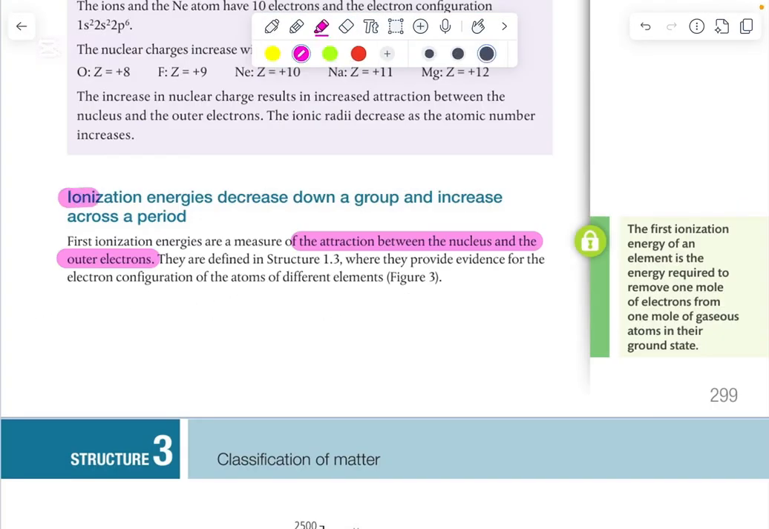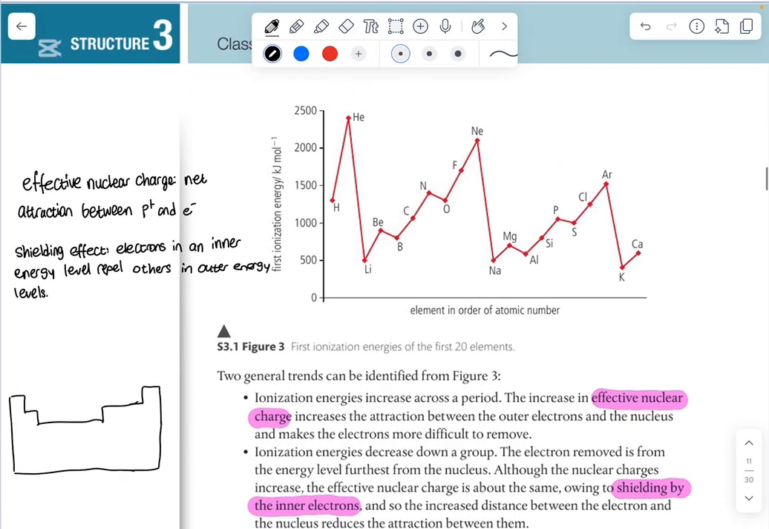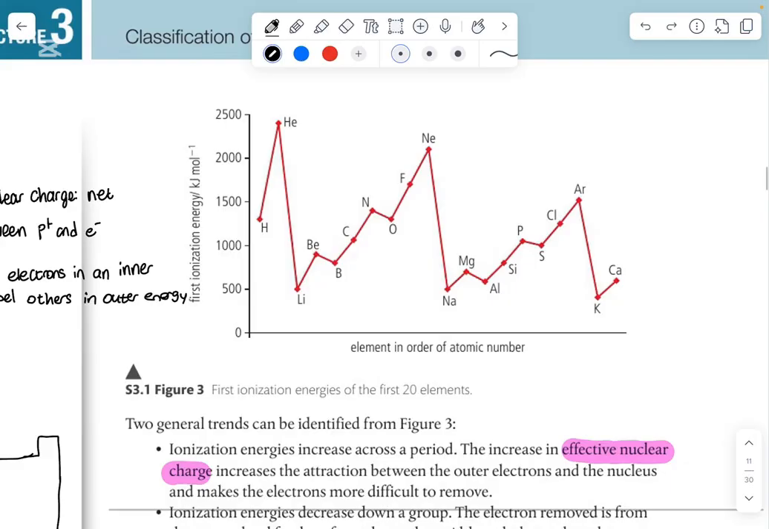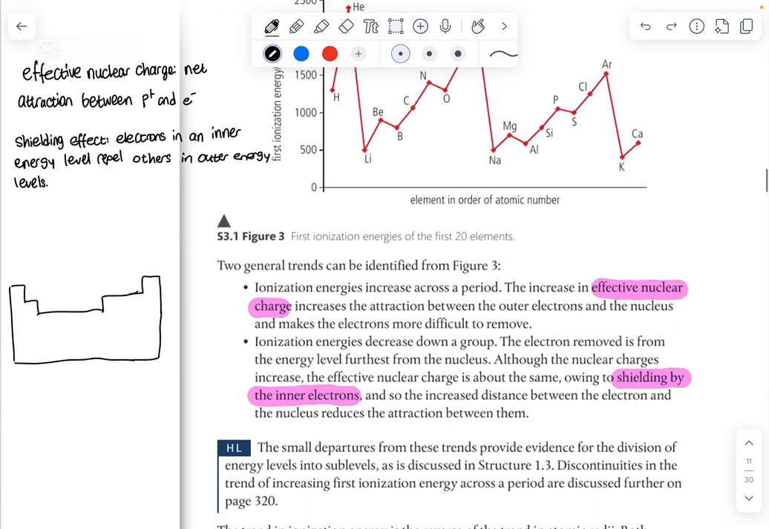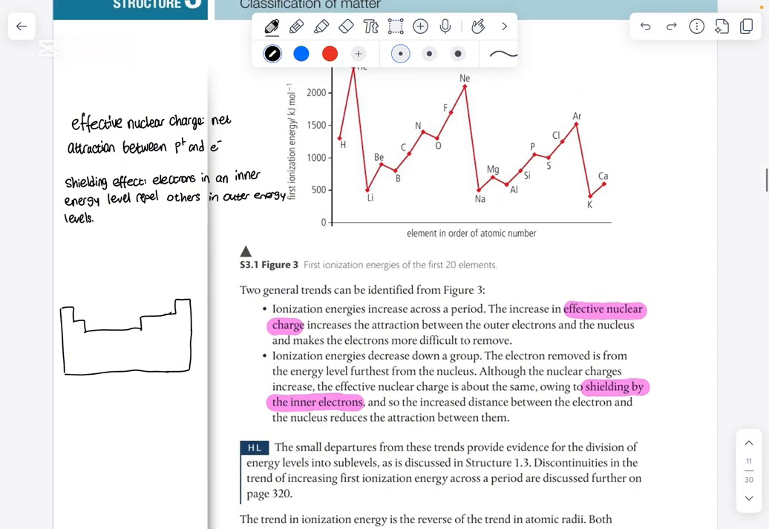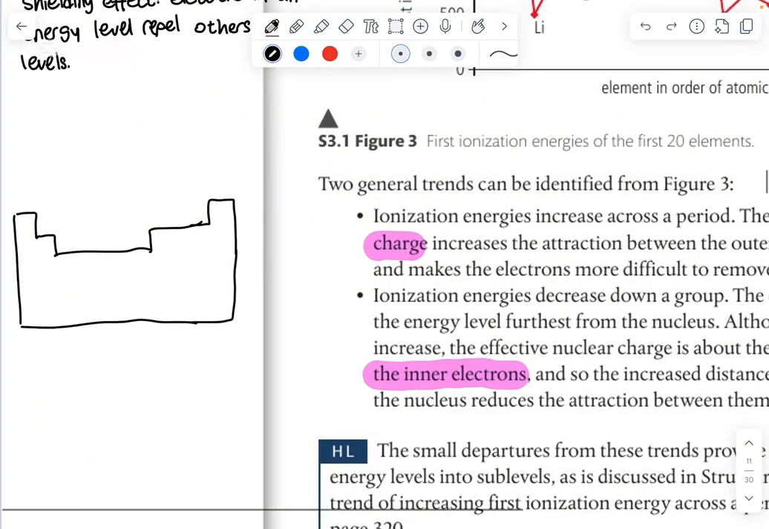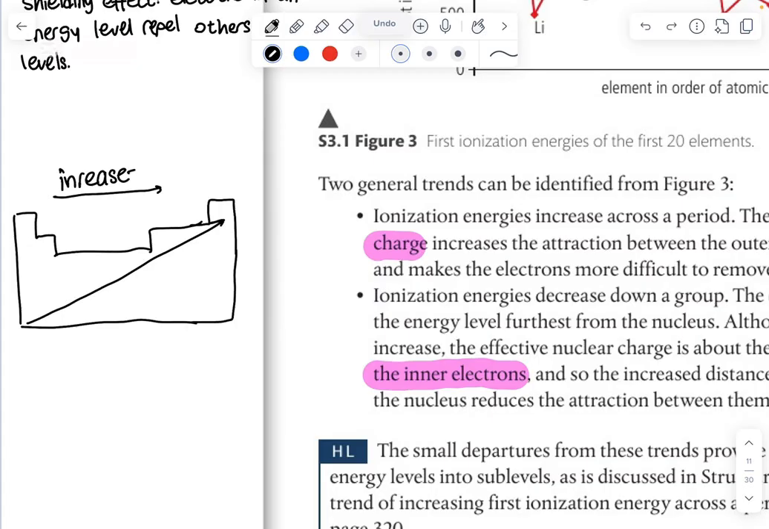Now for the ionization energies. The ionization energy is basically a measure of the attraction between the nucleus and the outer electrons. Over here we have a graph depicting the ionization energies of the first 20 elements. There are 2 general trends you can see from figure 2. So I'm going to draw what the ionization energy trend basically looks like in the periodic table. It increases like this. When you go to the right, it increases, and when you go down, it decreases.